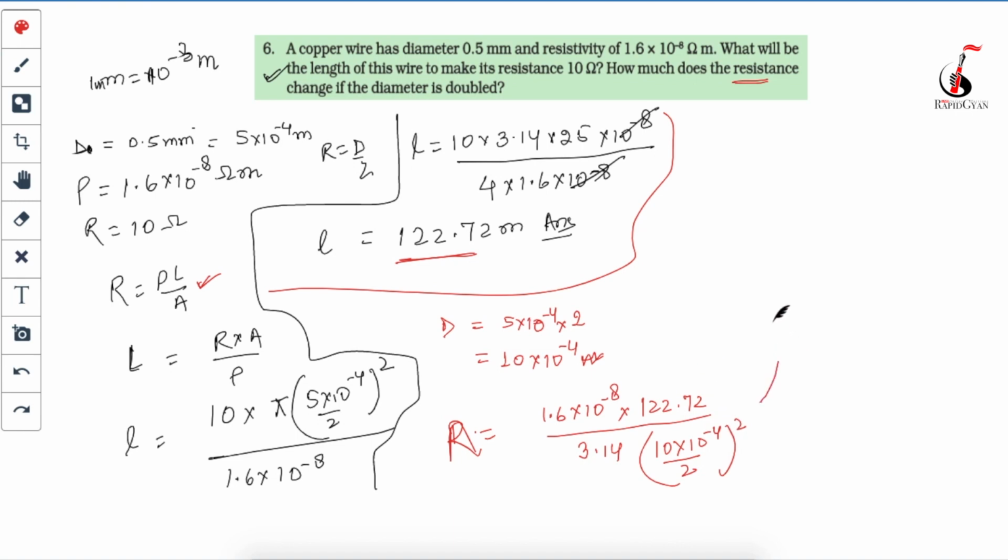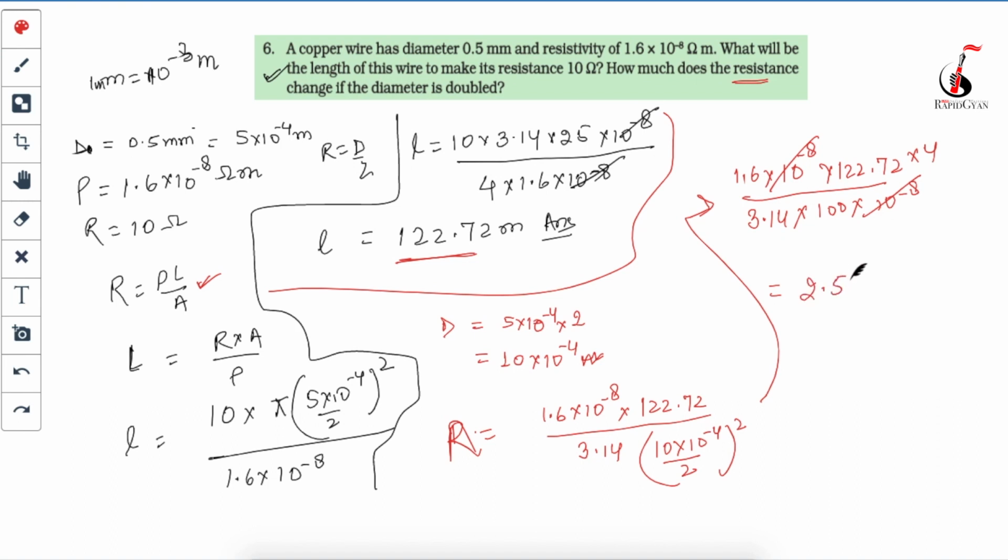Okay, so I will just simplify it one more step. So this will be your 1.6 multiplied by 10 to the power minus 8 multiplied by 122.72 upon 3.14 into, see this 10 square will become 100, this 10 to the power minus 4 square will become 10 to the power minus 8, and this 2 square will become 4, and this will go in the numerator, so this will come here. This 10 to the power minus 8 and 10 to the power minus 8 will be cancelled out, and if you further solve it you will get 2.5 ohm. So that's your answer.